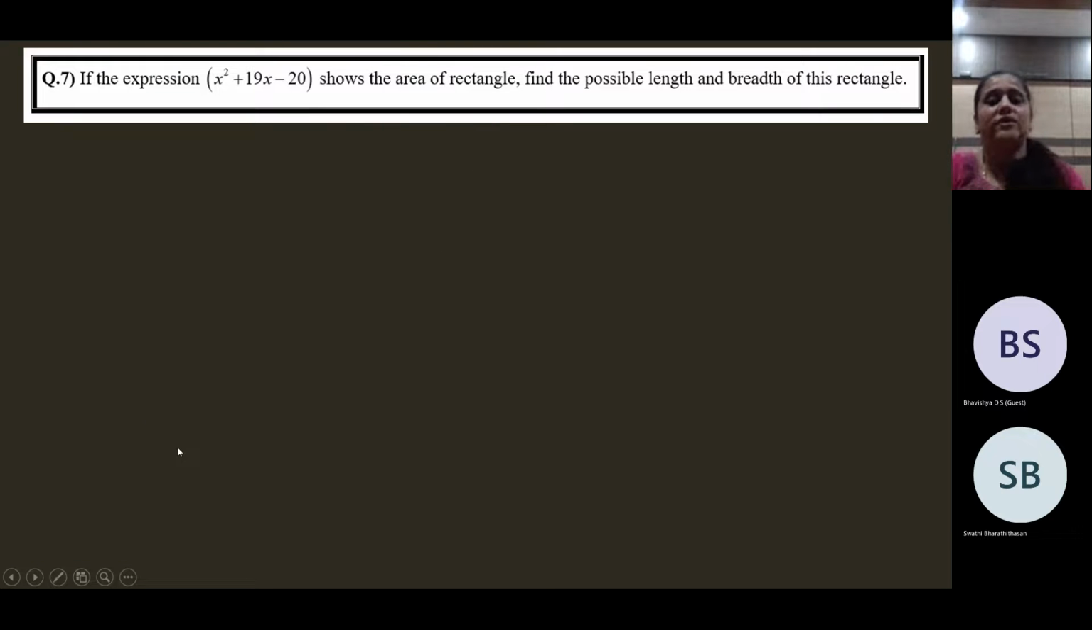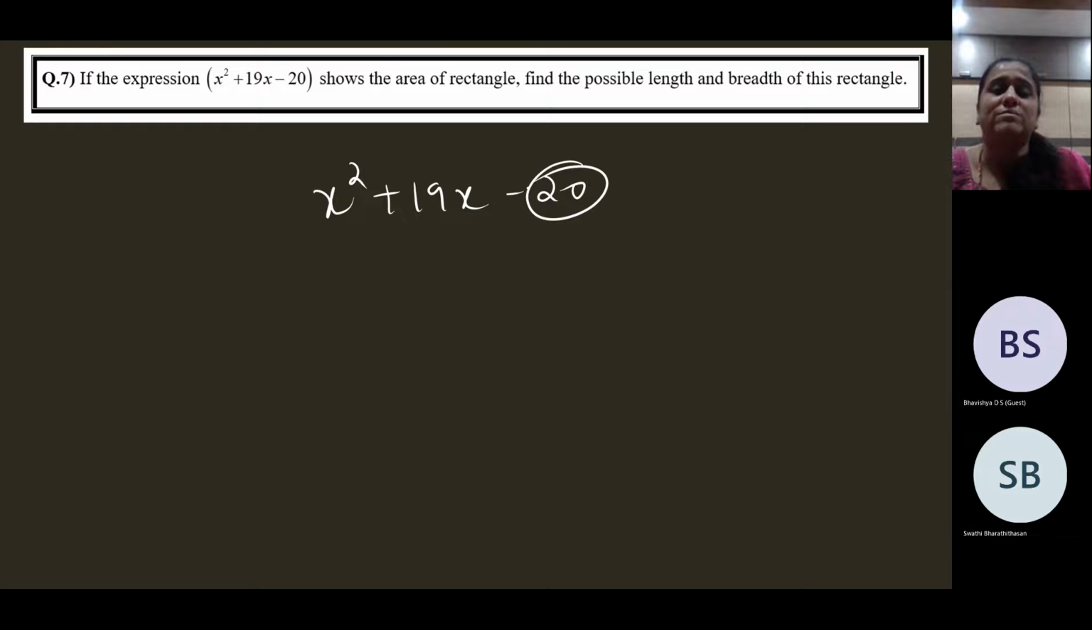It's not that you have to factorize only by splitting the middle term. You can factorize using the identity also. But you can see that you cannot use the identity a plus b the whole square or a minus b the whole square. One, because 20 is not a perfect square. Another reason is that the signs don't match. Here it's like a square plus 2ab minus b square. So the signs don't match.